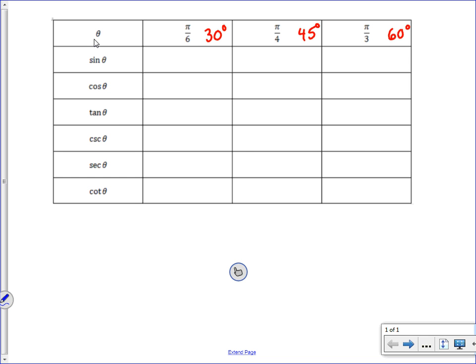So these are the three most commonly used acute angles in trig, 30, 45, and 60. And there are two triangles, a 45, 45, 90 triangle, and a 30, 60, 90 triangle, which have ratios you should more or less memorize.